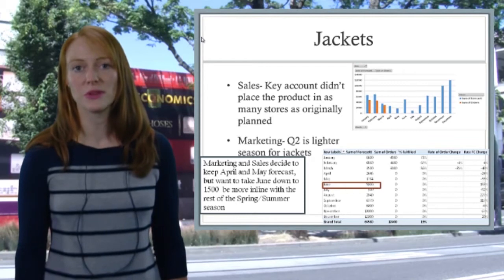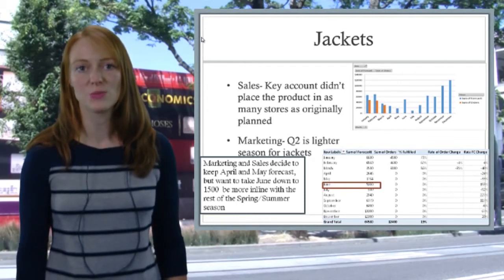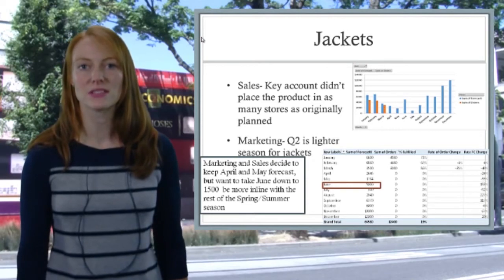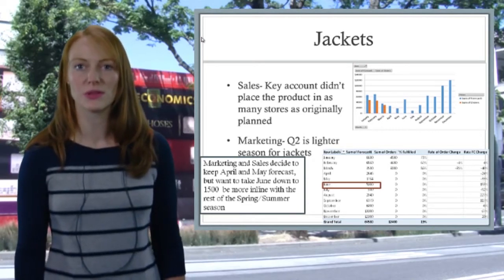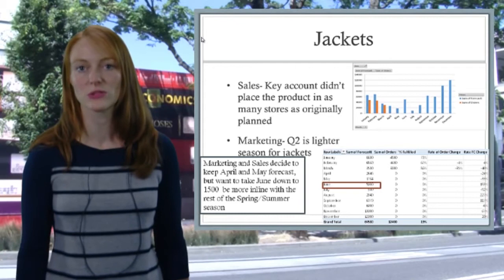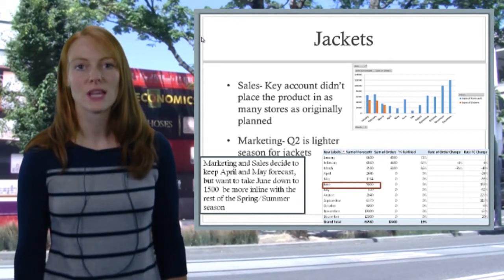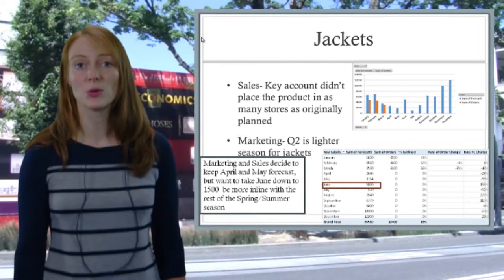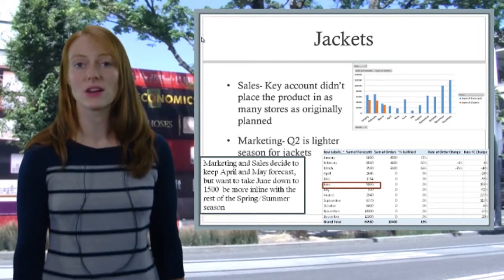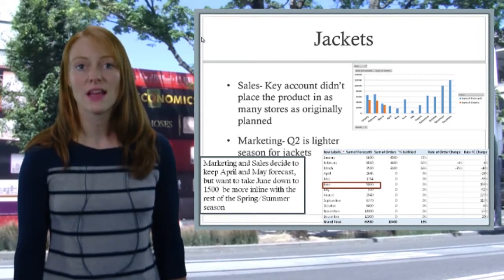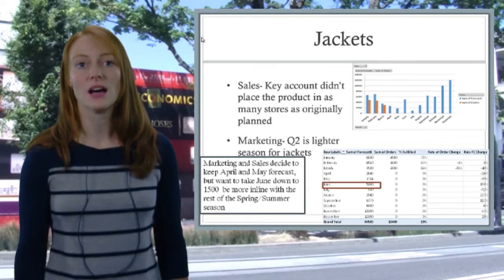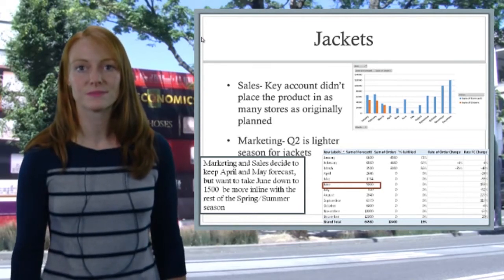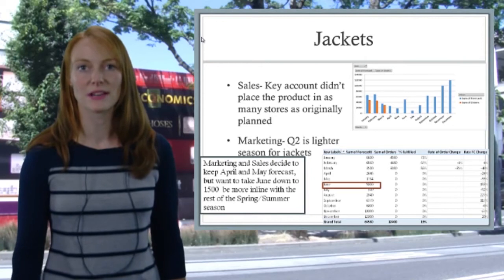So we probably want to reevaluate that June forecast down to be more about 1,500 or so, to be more in line with the rest of our forecast, going through that seasonality curve for running jackets. So that'll be the decision that we make to change. We'll actually end up holding April and May forecast constant because we're already declining, and then we'll have June go down to be 1,500. So let's move on to our next product.